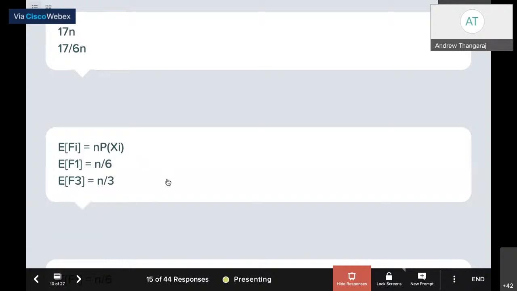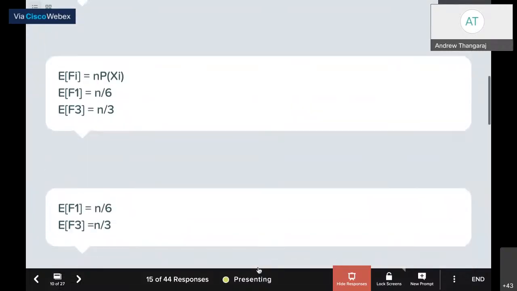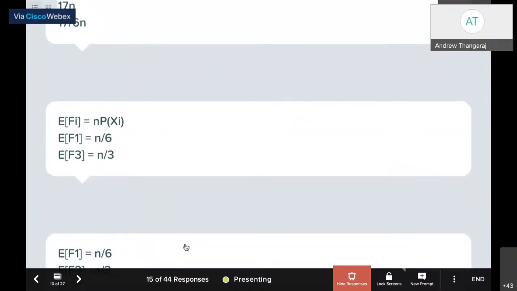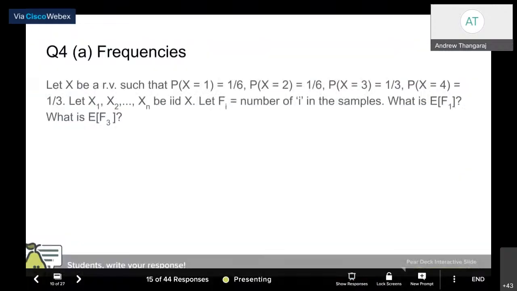When n becomes very, very large, the number of times i occurs divided by n is the probability of xi, right? That's exactly the definition of probability. So this n/6, n/3 should come very, very close. People have got that right. I really like this answer, very clean, just 3 lines. It clearly conveys what they want to say.